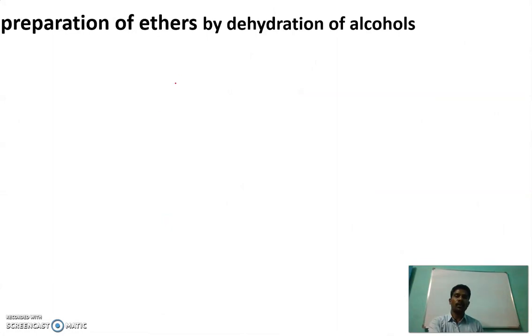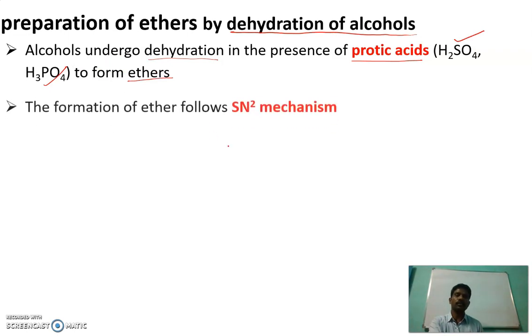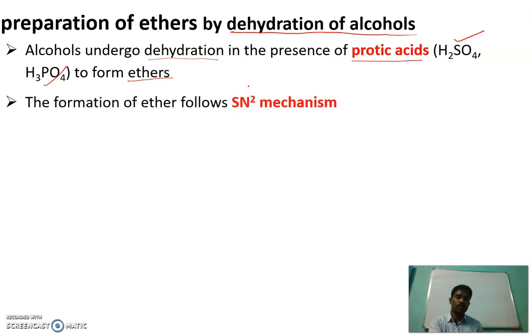Next, let's go for preparation of ethers. There are 2 different methods of preparation of ethers. The first method among them is by dehydration of alcohols. Alcohols undergo dehydration in the presence of protic acids like sulfuric acid and phosphoric acid to form ethers. The formation of ethers will follow the SN2 mechanism.